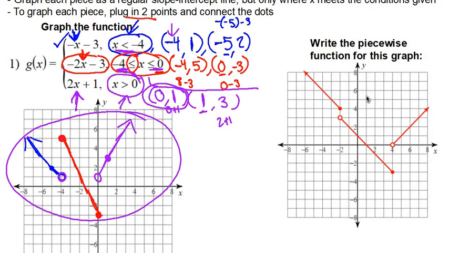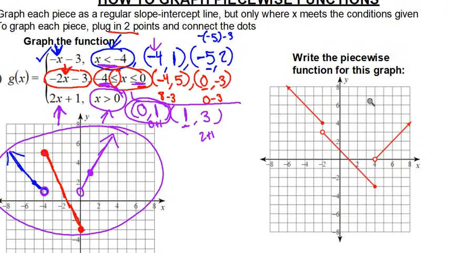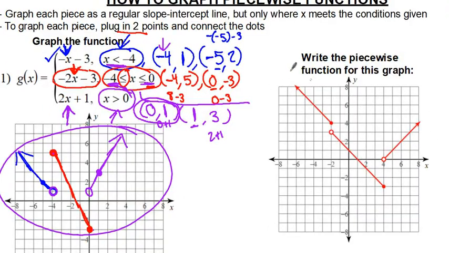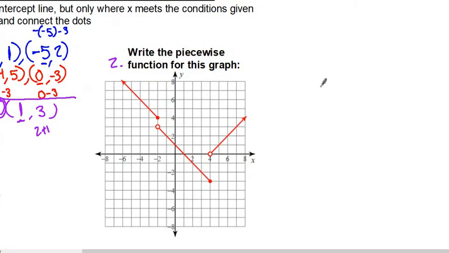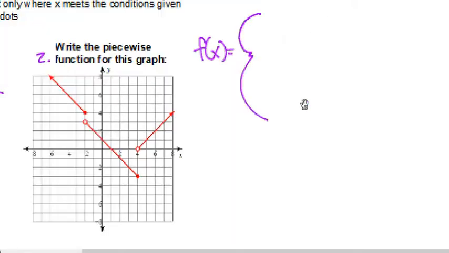Alright, so now on number 2, let's see if we can go the other direction right here. So now we want to take this graph and write a function like this g of x function. We'll call it f of x. It doesn't really matter which letter we use. So f of x equals, and we have this kind of curly brace thing that indicates it's piecewise.